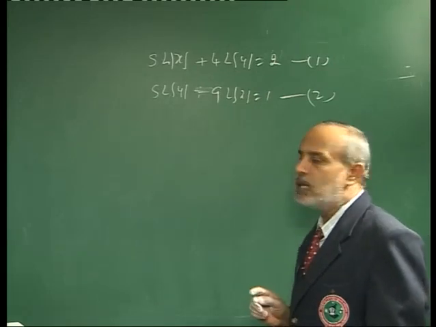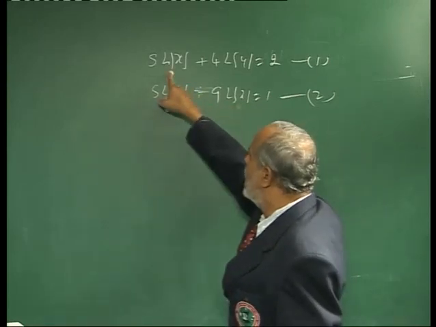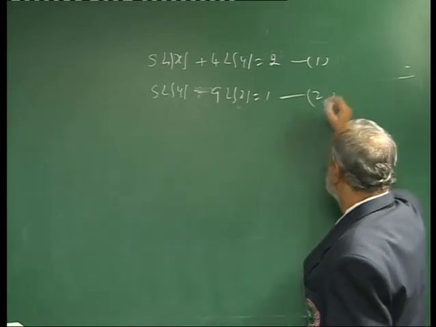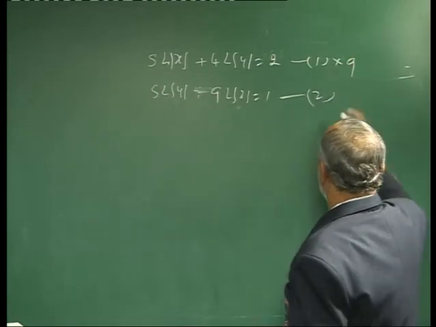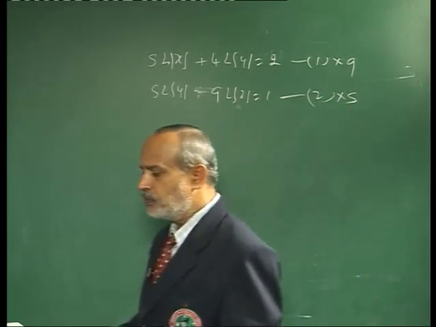Now you have to eliminate. Here L of x is there, here L of x is there, here s is there. You have to multiply by 9 here, and multiply by s here. The first equation is multiplied by 9, the second equation by s. What do you get?